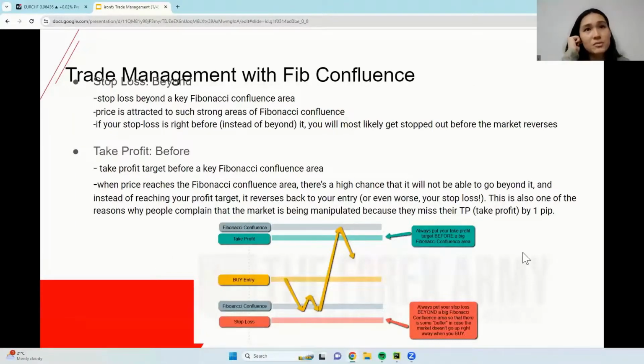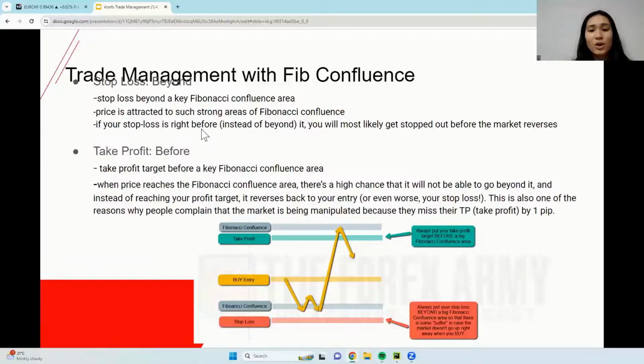Okay, so trade management with Fibonacci confluence. We mentioned earlier that your stop loss should be placed beyond a key Fibonacci confluence area. But of course, when we say Fibonacci confluence, it can be Fibonacci, it can be pivot points, as I mentioned earlier, it can be just a bunch of different levels that line up in the same area. That's basically what a confluence area is. And the reason for that is because price is attracted to these strong areas of confluence, be it Fibonacci or whichever indicators you prefer to use.